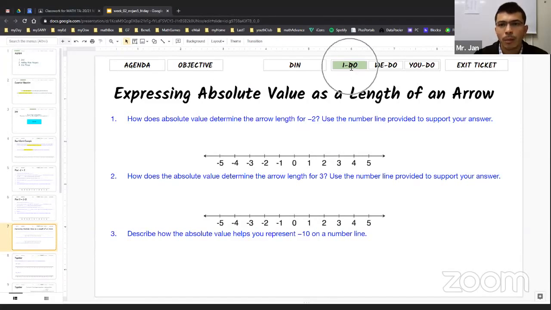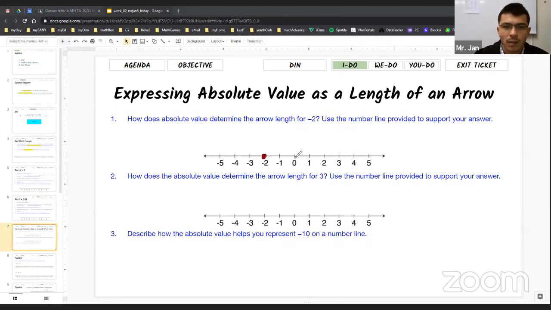It's still an I do part, by the way. When we get to the we do part, we're going to start doing it together. Okay. How does absolute value determine the arrow length for -2? So you need to locate -2 and 0 for the absolute value. If you still remember those, you need to locate them.